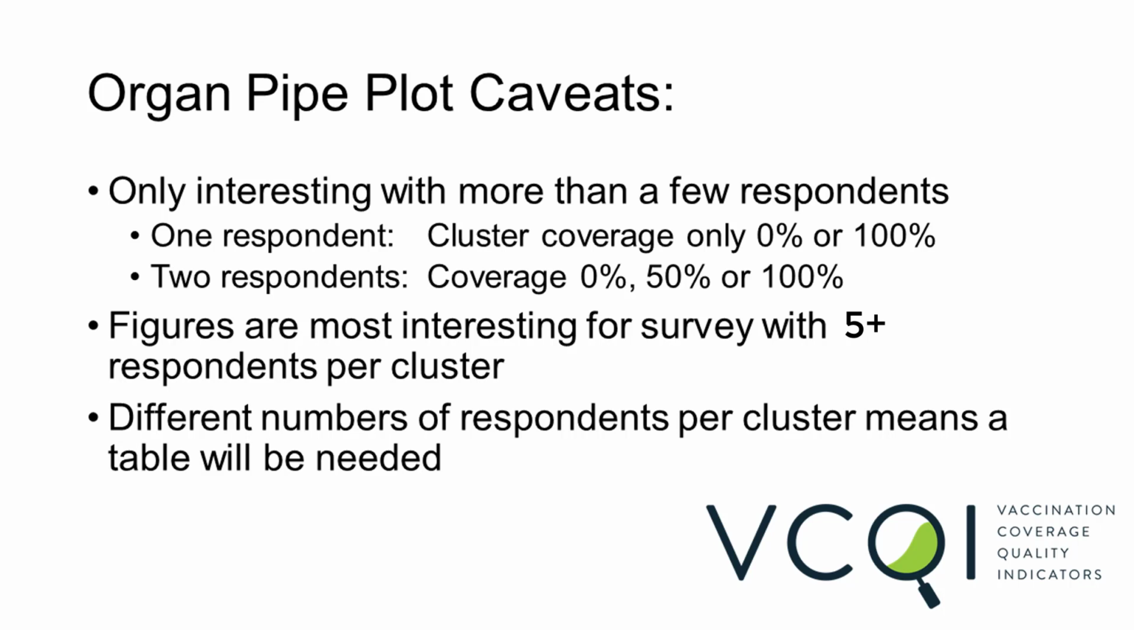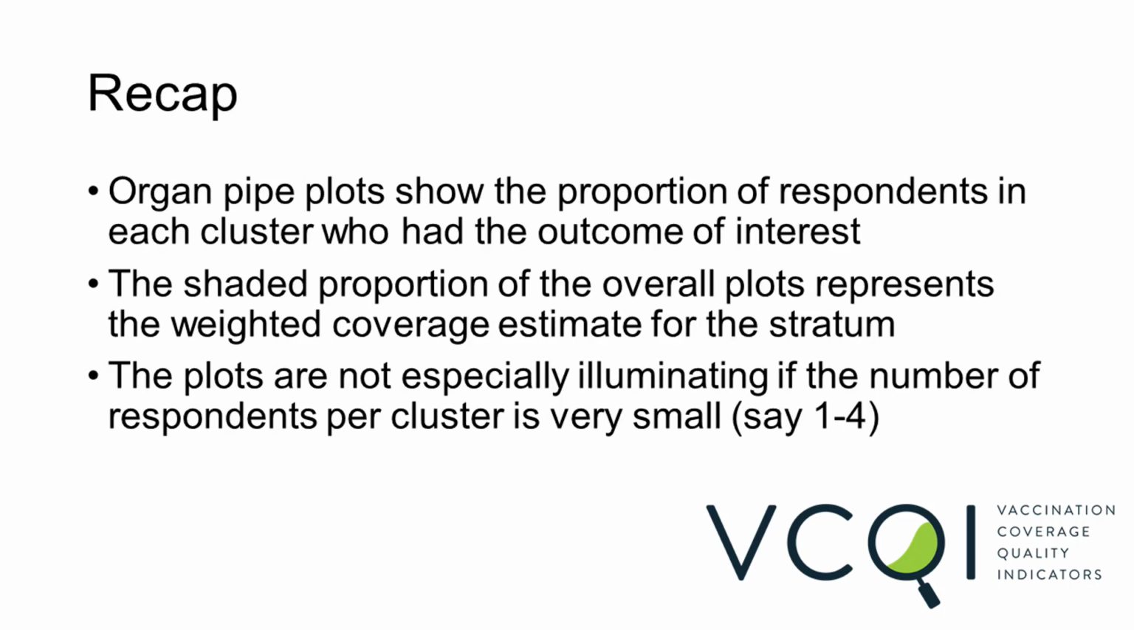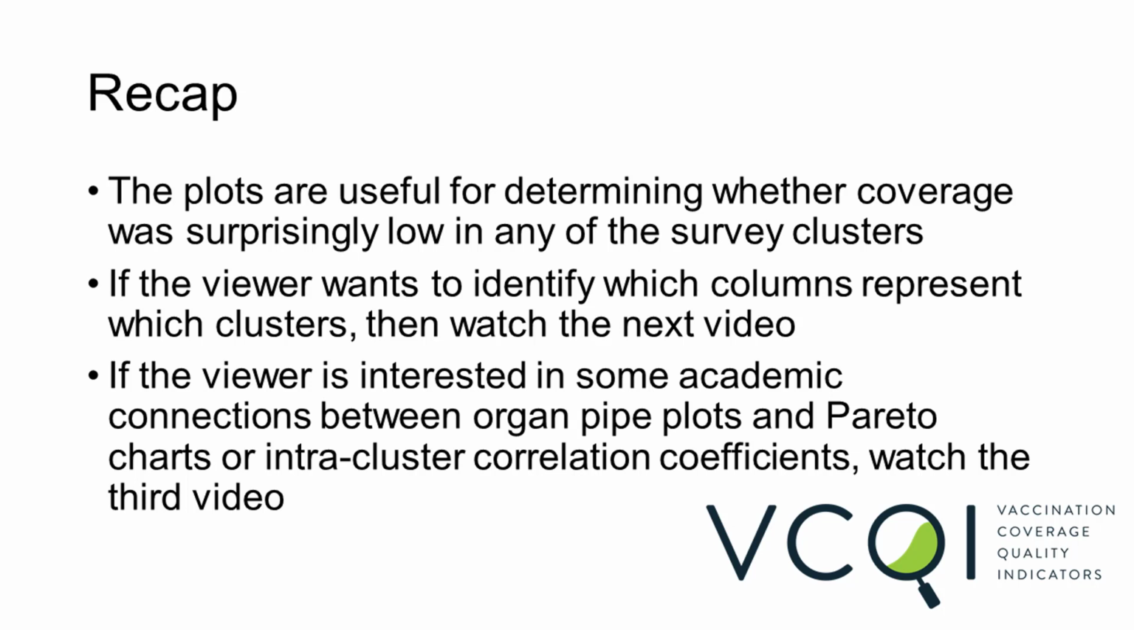Note also that some surveys have different numbers of respondents per cluster. Organ pipe plots are still informative in that situation, but, as the next video will show, they need to be interpreted with an accompanying table in hand that tells the viewer how many respondents were interviewed in each cluster. To sum up, organ pipe plots show the proportion of respondents in each cluster who had the outcome of interest. The shaded portion of the overall plot represents the weighted coverage estimate for the stratum. The plots are not especially illuminating if the number of respondents per cluster is very small, say 1 to 4. The plots are useful for determining whether coverage was surprisingly low in any of the survey clusters.